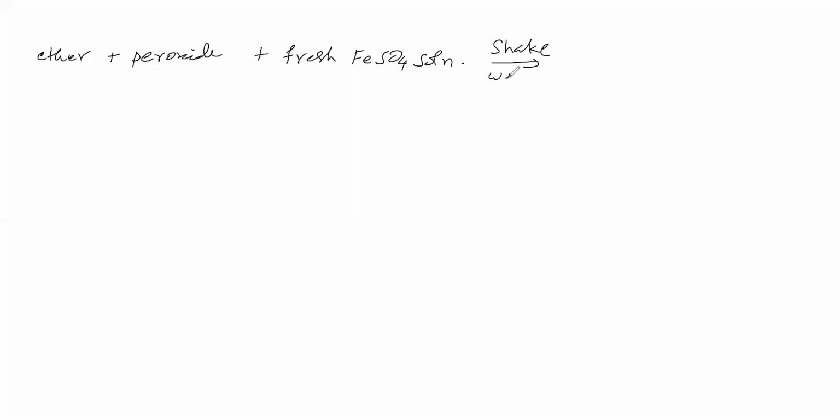Okay, now we will take the ether. This ether contains peroxide. That solution we will take. To this, we add freshly prepared ferrous sulfate solution, and we shake the contents very well. Then potassium thiocyanate is added. What is obtained is a red color. This red color is Fe(CNS)3.